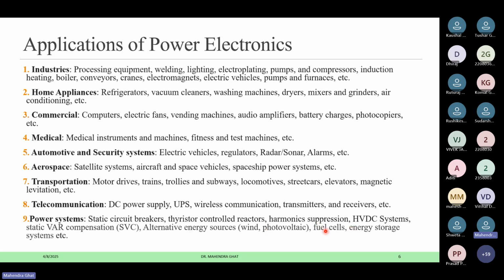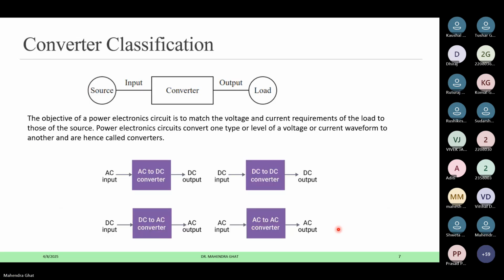New fields are coming, like fuel cells, hydrogen fuel cells, and some energy storage. So these are some emerging areas where power electronics is now getting used, right? Any doubt regarding power electronics? You already started studying, so you should know this, but I am just recapping where it is used and how it works.